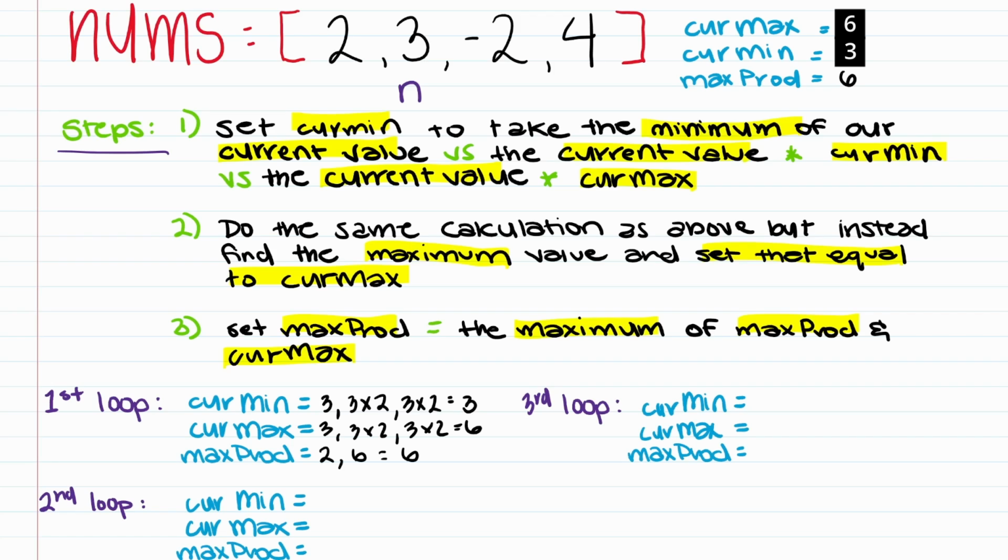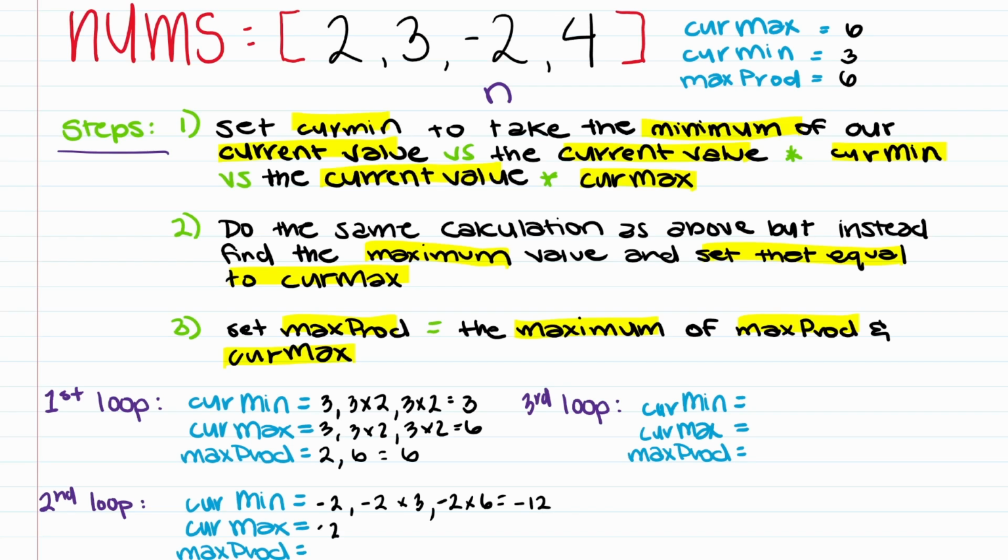Now we're going to do our second loop through, and n is going to move over here. And then we're going to do the same thing as we did before. Our first value is going to be n, which is going to be -2. And then we're going to take n times our min value, which is 3, so times 3. And then n times our maximum value, which is equal to 6. And then we're going to find the min of that, which is going to be -12.